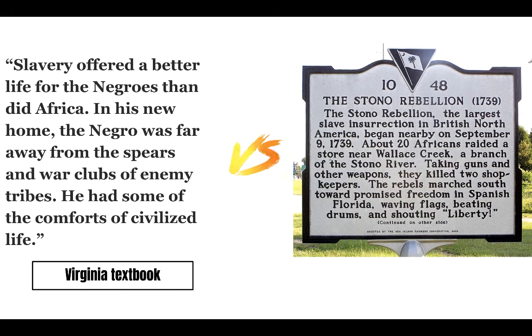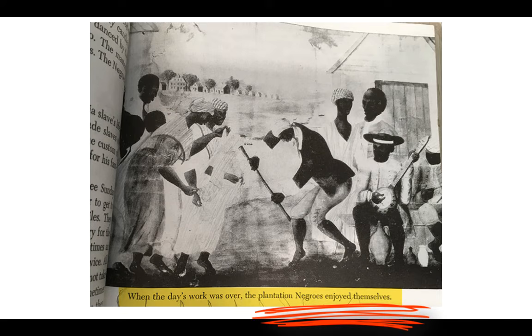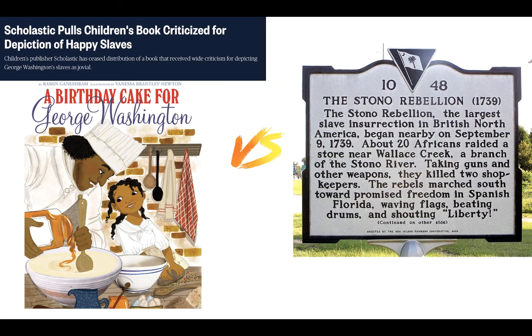While the Stono Rebellion did fail, though, the fact that it even took place reveals that the happy slave narrative pushed by defenders of slavery, and even some textbooks like you see right there, is complete garbage. And while you may think that the days of school textbooks minimizing the inhumanity of slavery like you see right there are long gone, this children's book that was being sold in 2016 depicts enslaved people of George Washington happily baking him a cake for his birthday.